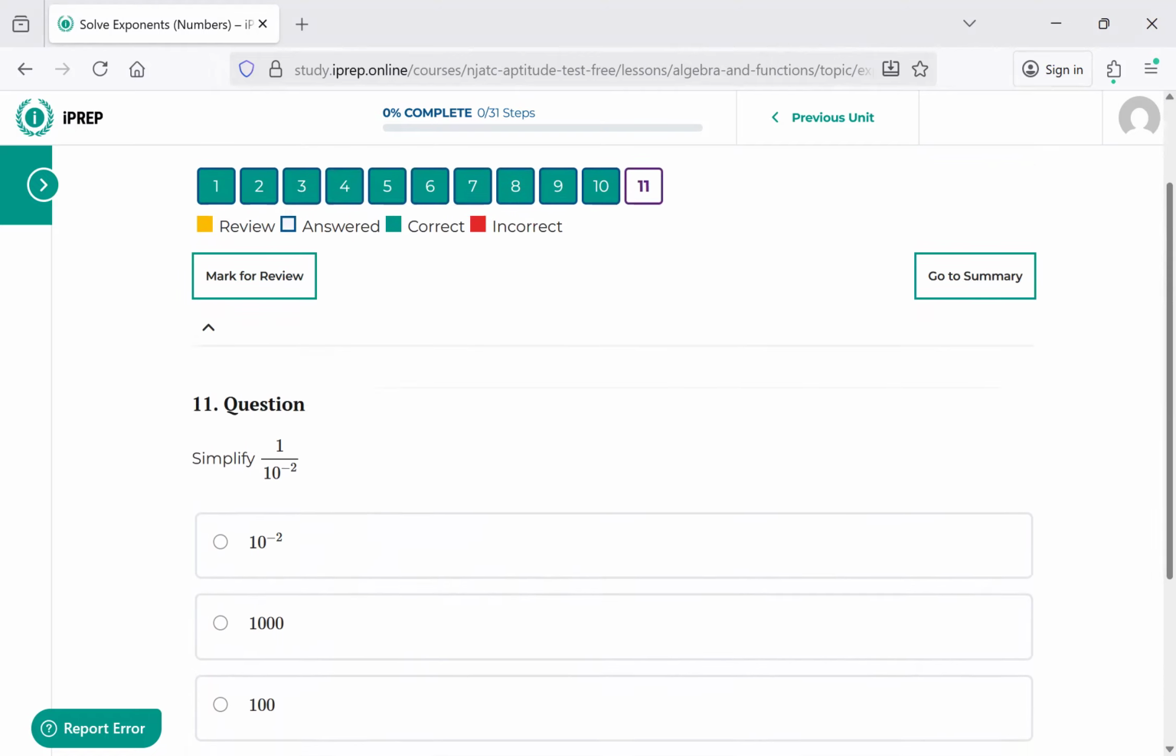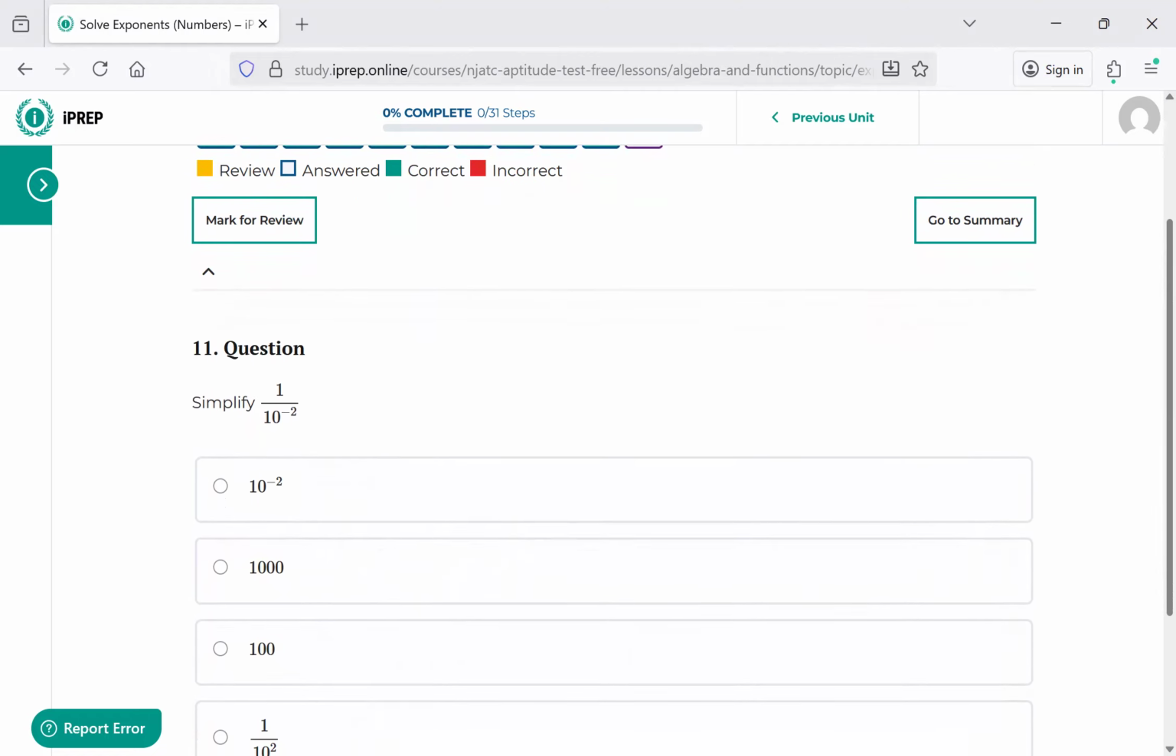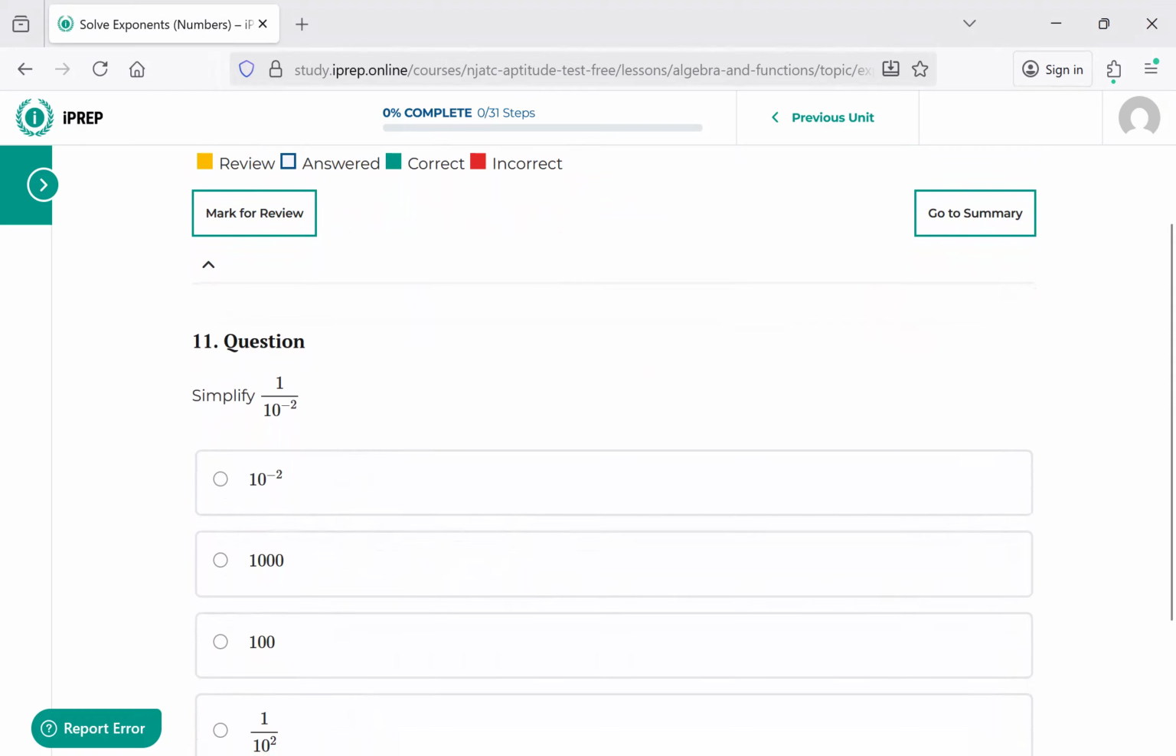Okay. Question 11, you have 1 over 10 to the negative 2. So remember the rule that we said: if your exponent is negative in the denominator, it somehow magically becomes 10 to the positive 2. And then 10 to the positive 2 is 100. Okay. Now, why is that?